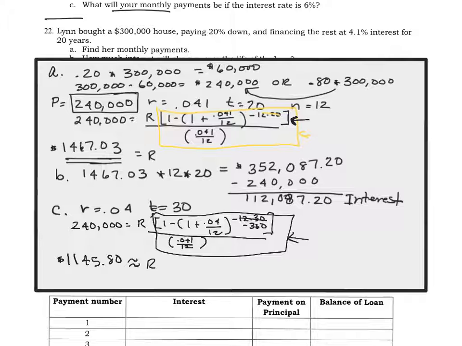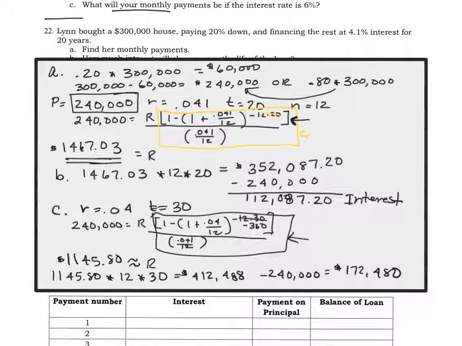We were also asked how much they paid in interest over the life of the loan. So it would be the $1,145.80, which they paid every month for 30 years. Okay, and we get $412,488. And then from that, we subtract how much we borrowed, and we get $172,480. Okay, so that 30-year loan, even with a lower interest rate, I think you see that we're paying a considerable amount more of interest.